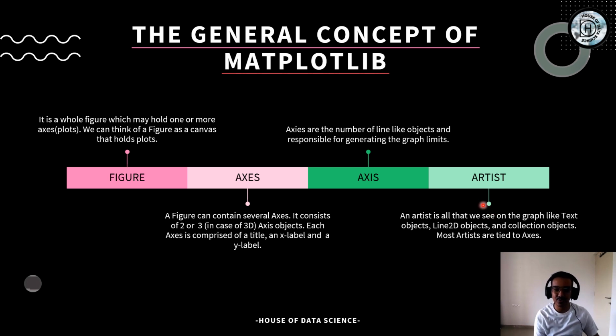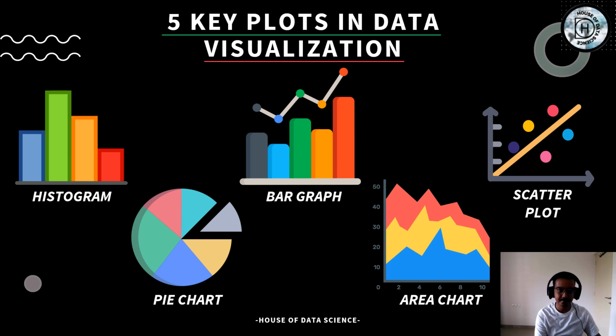Then as an artist, you need to know what text object you need to use, what the different collections of objects are, and how you want to define your axes. So this is the artist, who is basically creating these plots. These things are the general concepts of Matplotlib, and how you need to use these particular things.